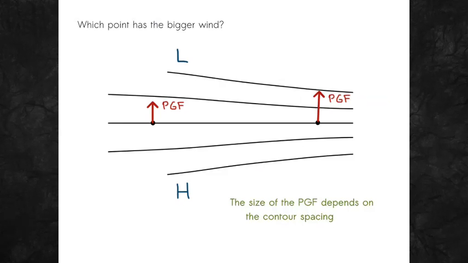Okay, so we're going to have a bigger pressure gradient force where the contours are tighter. Again, Coriolis is going to be roughly in balance, and so that means that the Coriolis force is going to point the opposite direction with roughly the same magnitude. So first the point on the left, roughly in balance, and then the point on the right, roughly in balance. Again, knowing the Coriolis force, that also tells us information about the winds.